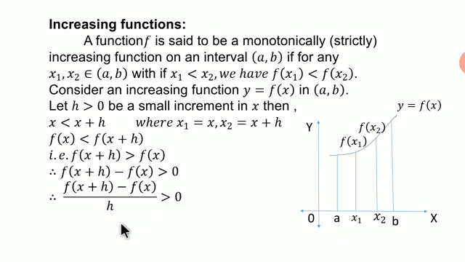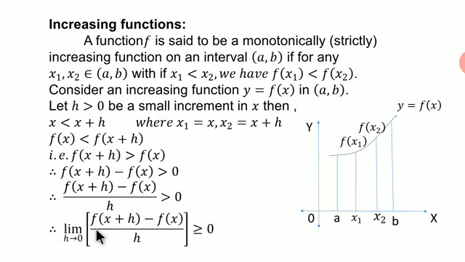Now, if we take the limit as h tends to 0 on both sides, we get limit h tends to 0 of f of x plus h minus f of x upon h is greater than or equal to 0. And this is nothing but the definition of the derivative of function f of x, that is f dash of x. And so we get f dash of x is greater than or equal to 0 here.